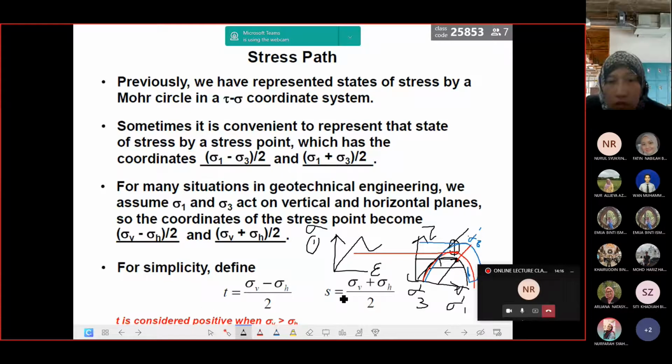But the simplest way also can be presented the failure of the stress point menggunakan S dan juga T, yang mana T is defined by sigma V minus sigma H over 2. Somehow the sigma V also represented as a sigma 1 dan juga sigma H also can be presented using the sigma 3. So I don't want you to get confused antara sigma 1 tu selalunya adalah axial stress, or we can say also as a vertical stress. Meanwhile, sigma H, horizontal stress, also known as a confining stress.